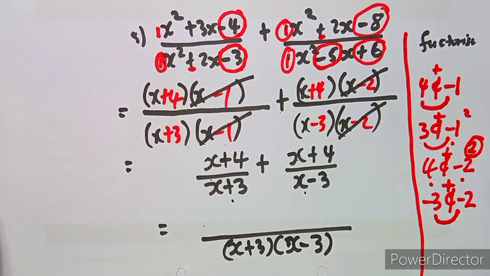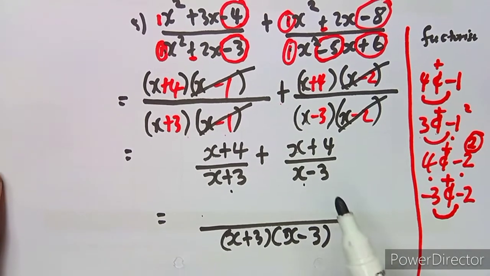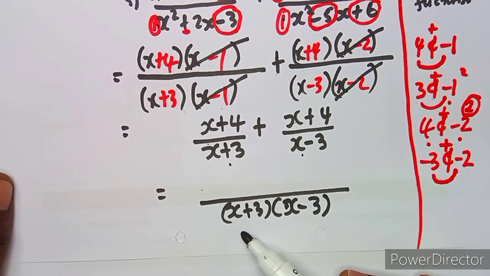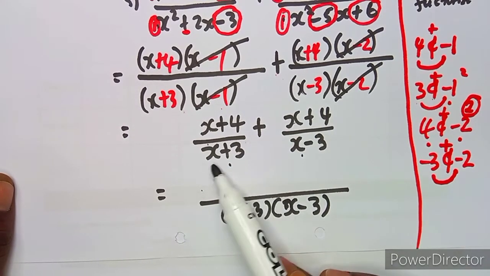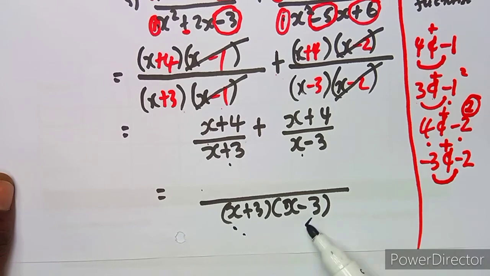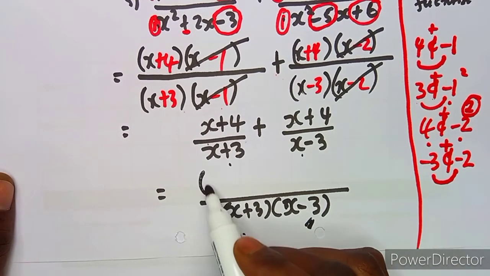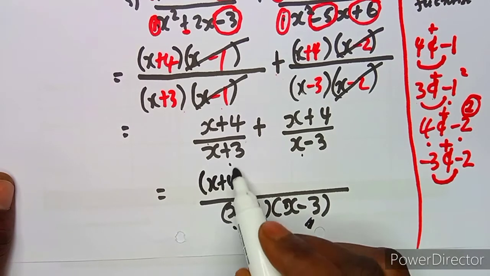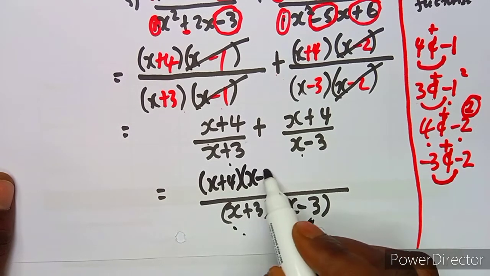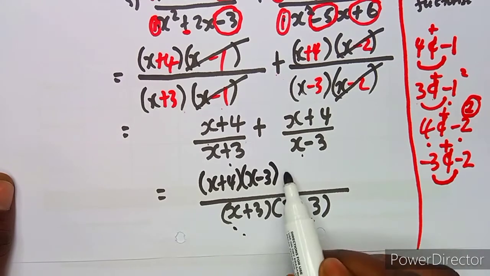So at the end, what are we going to have? That's the question now. What are we going to have at the end? Remember what we did from the previous. We divided the LCD by x plus 3, so this x plus 3 and x plus 3 will cancel. You're going to be left with x minus 3, which is going to multiply x plus 4 on top there. So it's x plus 4 into x minus 3, like this.